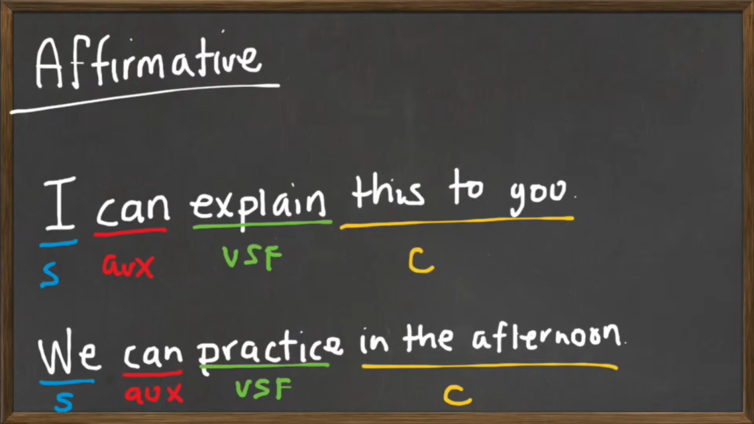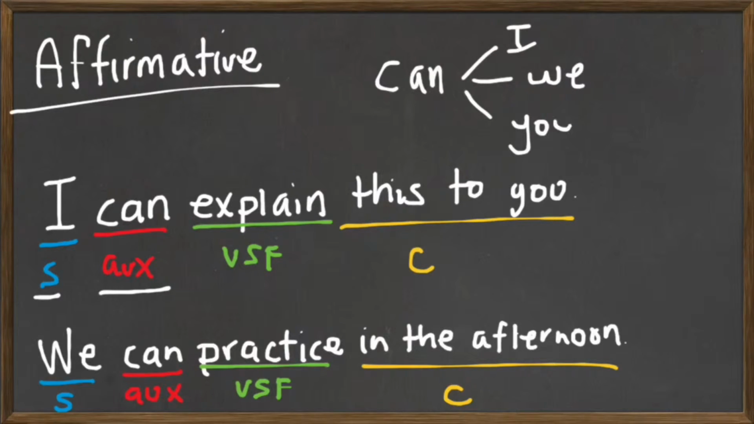In the affirmative, we have I can explain this to you. The order is as follows. We have a subject, the auxiliary, in this case can. Something else important to remember is that can is for all persons. For I, we, you, he, she, it, and they. So there's no need to change anything here. It is always I can, we can, you can, he can, she can, it can, and they can.